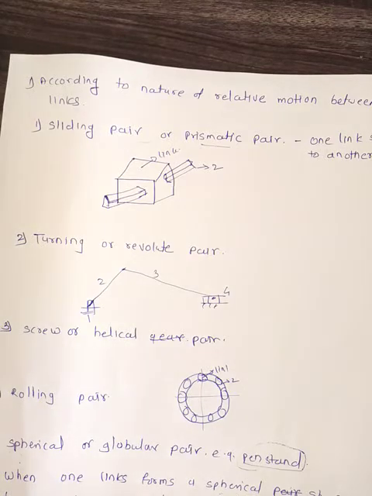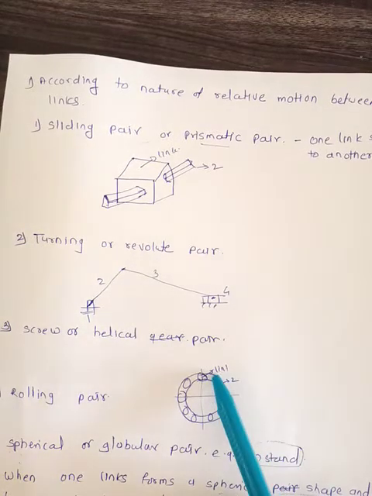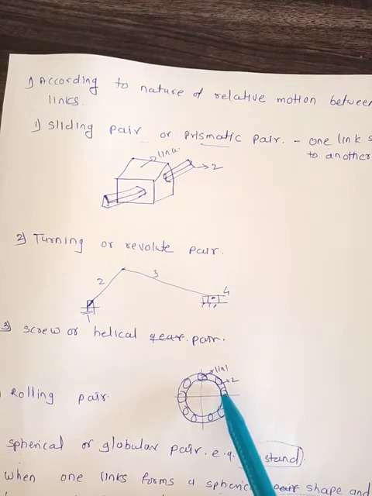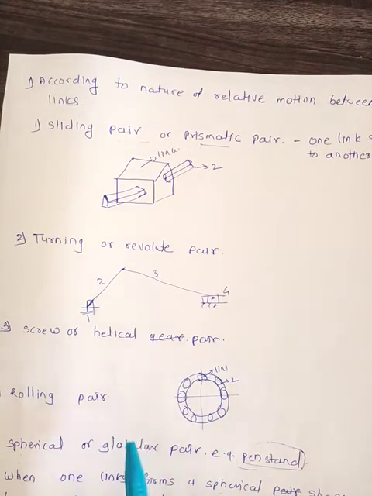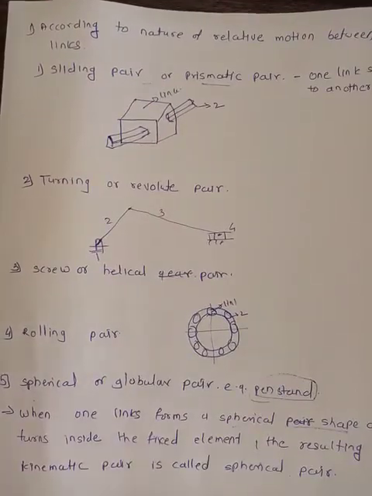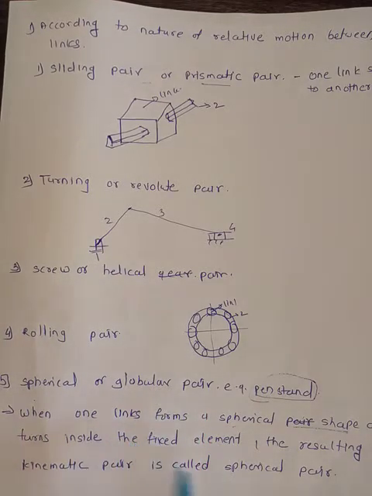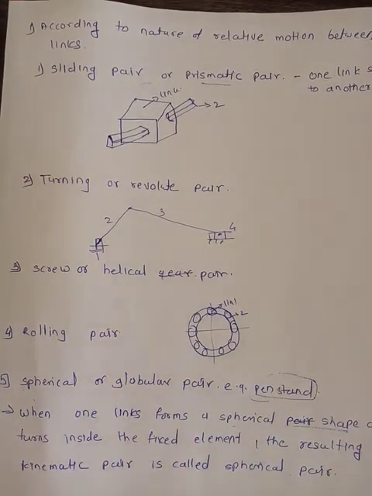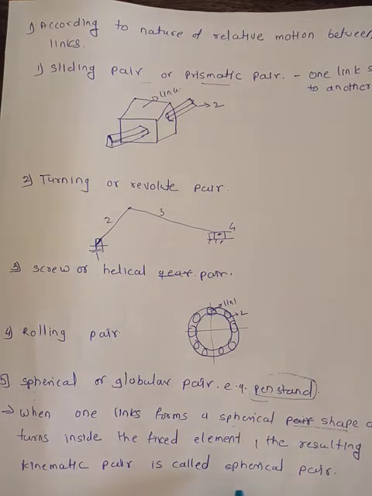Fourth is the rolling pair. Suppose this is link 1 and link 2. Between these two, rolling takes place, so this is called a rolling pair. Fifth is the spherical or globular pair. When one link has a spherical shape and the second is inside the fixed element, the resulting kinematic pair is called a spherical pair.